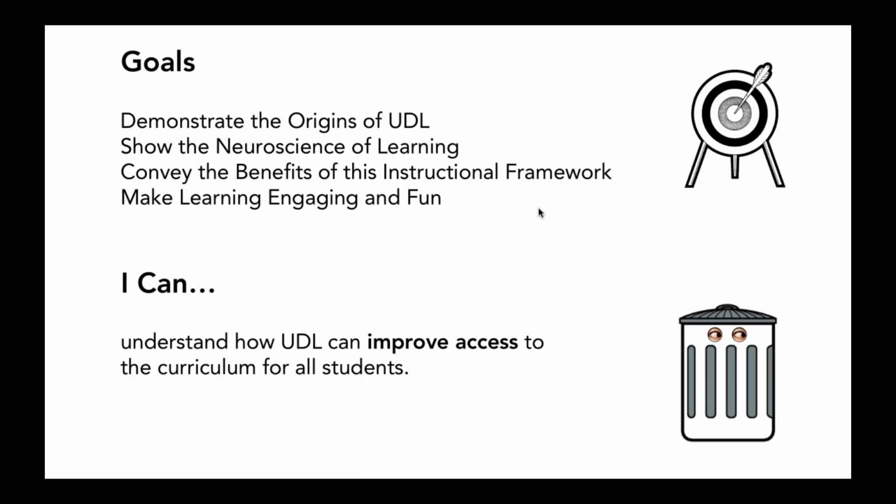So here we go. Okay, our goals. Just in case someone's listening from the car, which happens quite a bit, I am going to read the goals and the I can statements so you're not trying to look at the screen. Our goal today is to demonstrate the origins of universal design for learning, show the neuroscience of learning, convey the benefits of this instructional framework, and make learning engaging and fun. And when you're done, you should be able to say, I can understand how universal design for learning can improve access to the curriculum for all students.